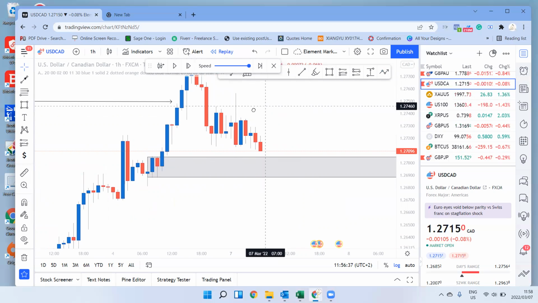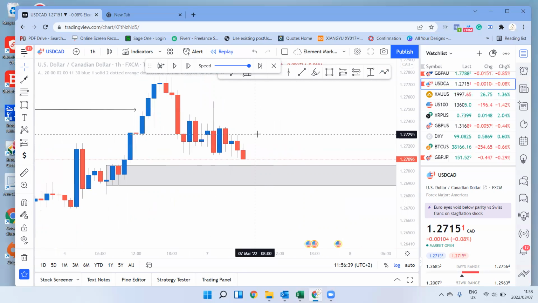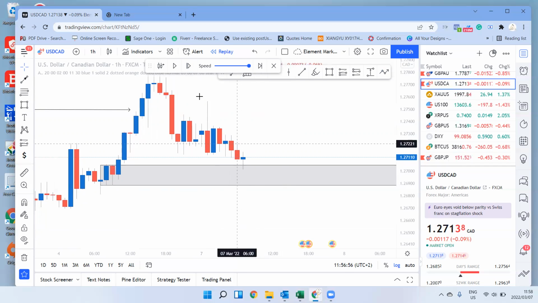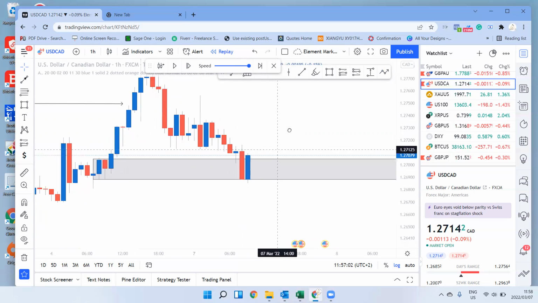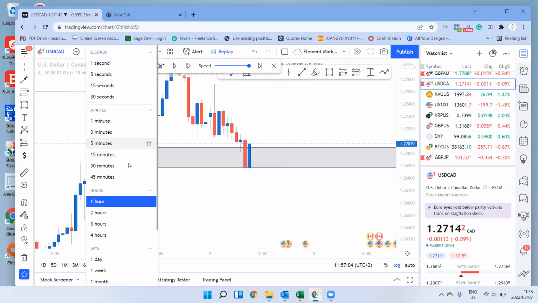For those that don't know, the Asia range is created between 3 in the morning South African time and 9 in the morning South African time. The high and the low is then the Asia range. So what happened was we dipped down. The time now is 7, 8, 9. Okay, so right there, on the low time frame, we're going to have a look at the Asia range.